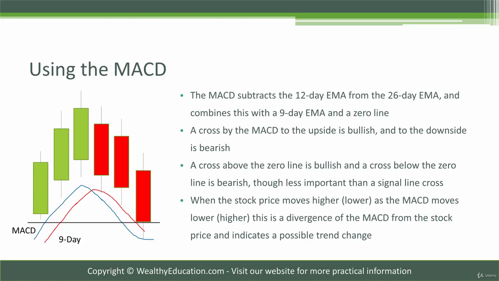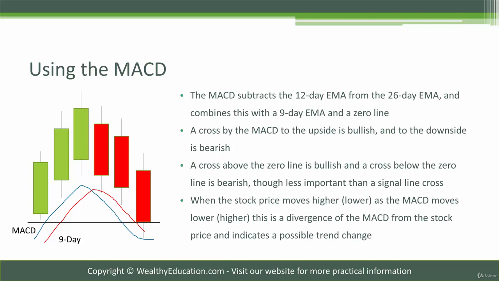A negative divergence tells us that the stock may cease to move higher and either turn down or move into a consolidation pattern, and a positive divergence tells us that the stock may cease to move lower and move into a consolidation pattern or possibly move higher.